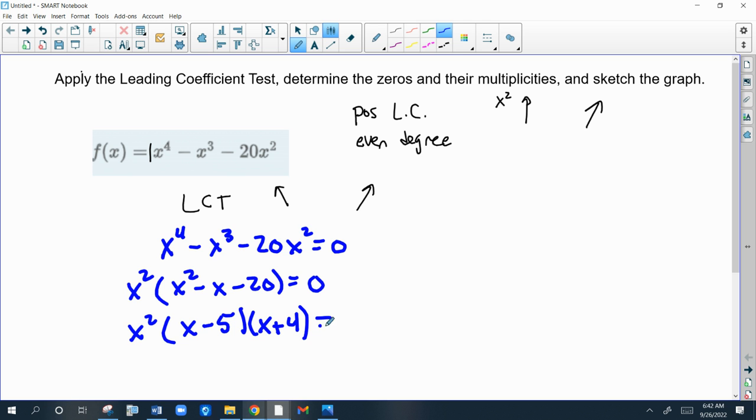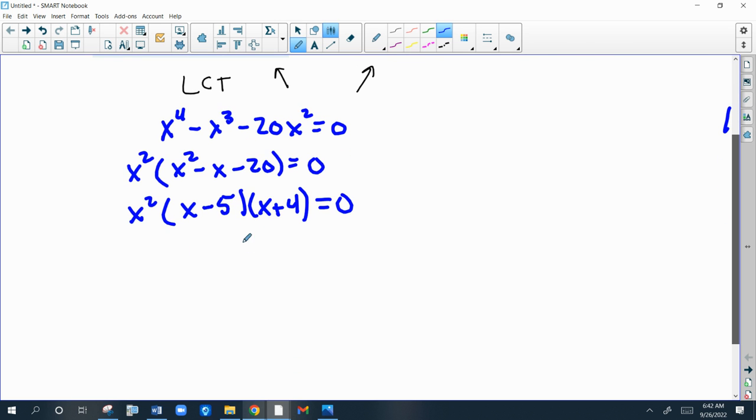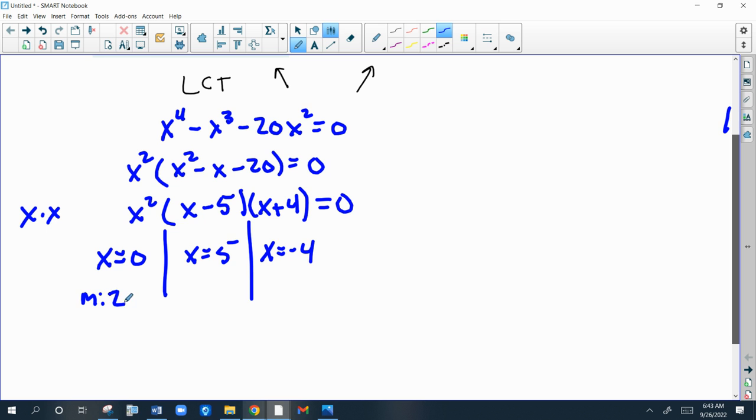And now we're going to identify the zeros and their multiplicities. So according to this, if you solve these factors, you get x equals -4 right here, x equals 5 right here. Now this x squared is like an x times an x. So you get x equals 0, but you actually get that twice. So you have to keep that in mind when you look for the multiplicities. The multiplicity of x equals 0 is 2. Multiplicity of x equals 5 is 1 because that happened once. And same thing for -4.